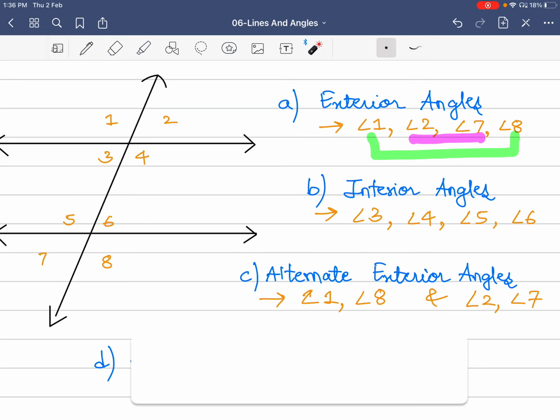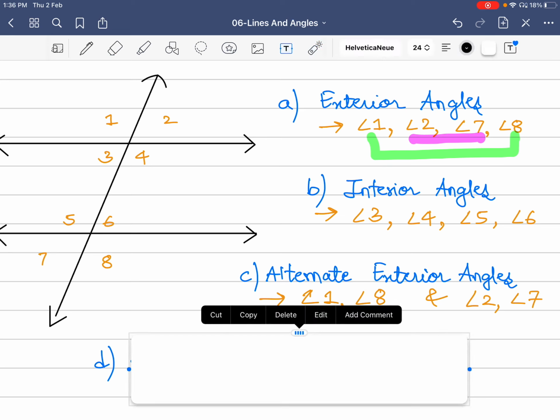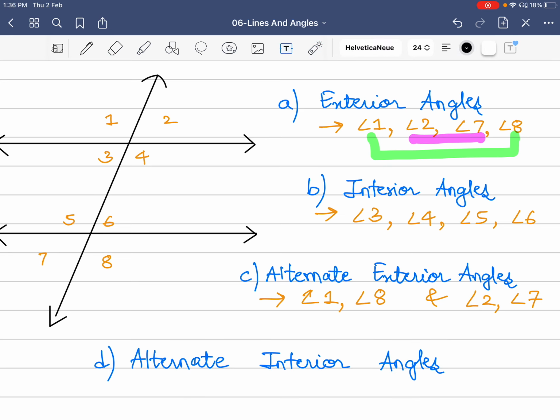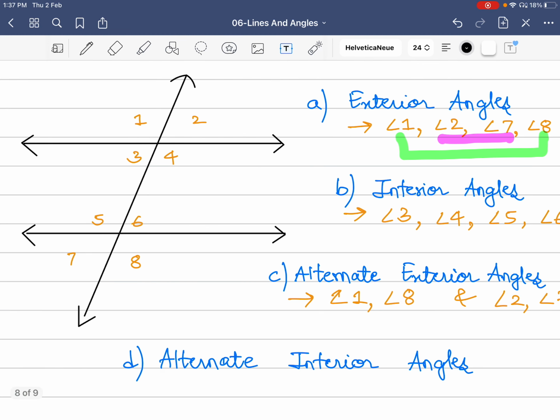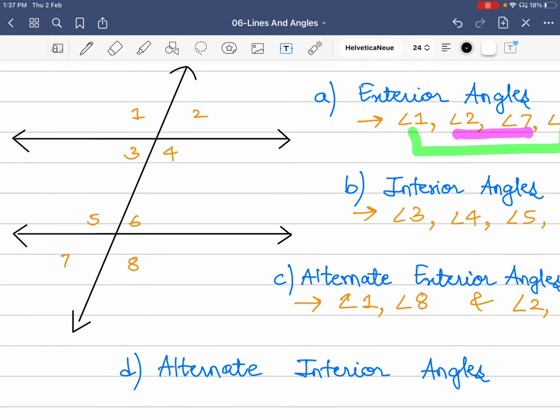Now the next type of angles is alternate interior angles. Alternate interior angles are very similar to alternate exterior angles. They should be on the opposite sides of the transversal. So 4, 5 and 3, 6, and they should not share a common point. Let me use a highlighter to mention here. So 3 and 6 is one pair, and the other pair is 4 and 5.